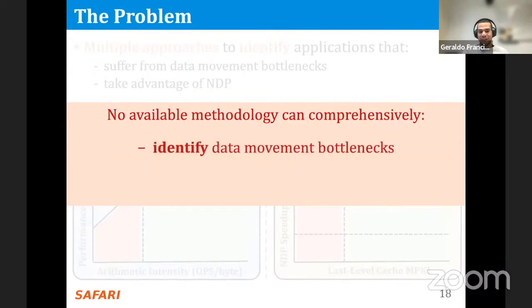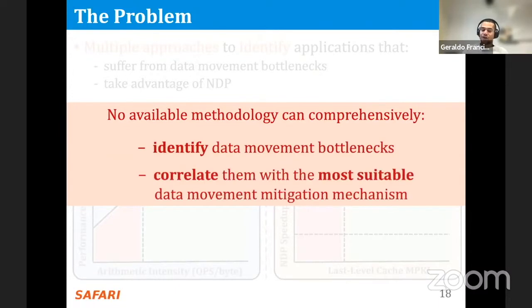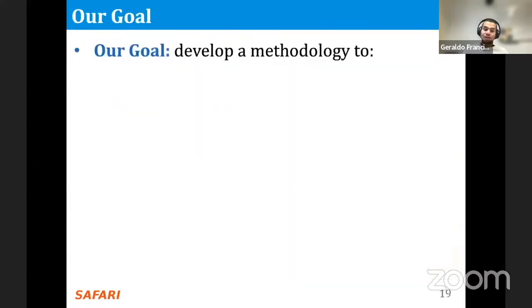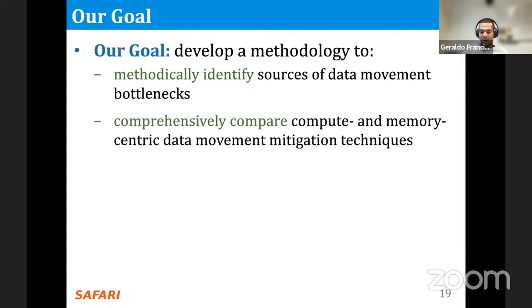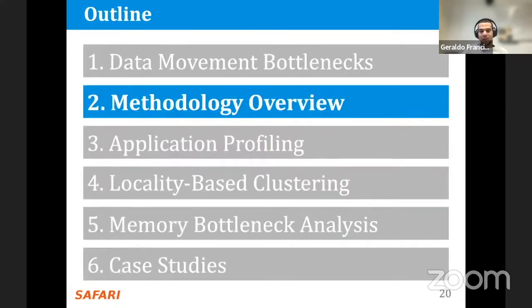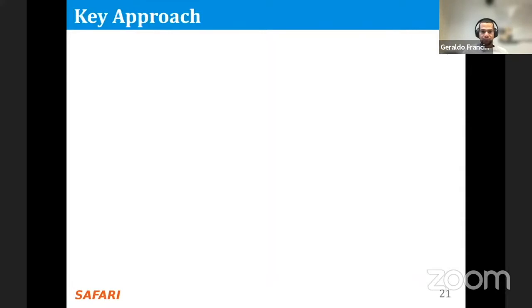Therefore, we summarize this experiment with these two methodologies by concluding that there is no available methodology that can comprehensively identify data movement bottlenecks and also correlate these data movement bottlenecks with the most suitable data movement mitigation mechanism. Based on that, the goal of this work is to develop a methodology that can identify the sources of data movement bottlenecks and also compare compute and memory-centric data movement mitigation techniques. Now I'm going to present the methodology that we developed in this paper.